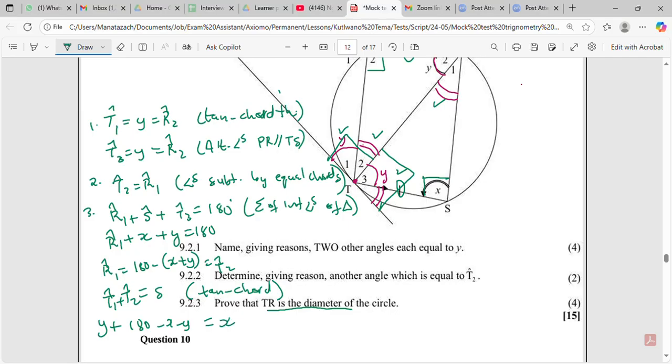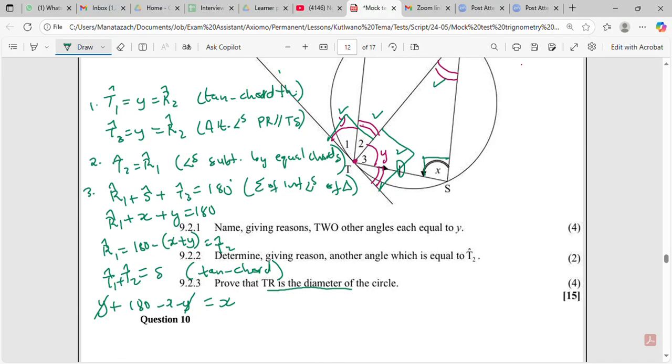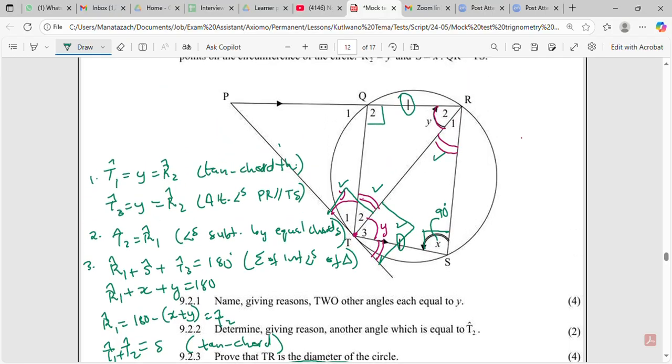Now I'm just going to take x and y to one side. First of all, the y will cancel out. And then if I take the x to the other side, it will be x plus x, which is 2x, and then we have 180. Then you divide by 2 and you find that x is 90 degrees. So that means that angle there is 90 degrees. That's the angle on the semicircle, so that should be the proof.